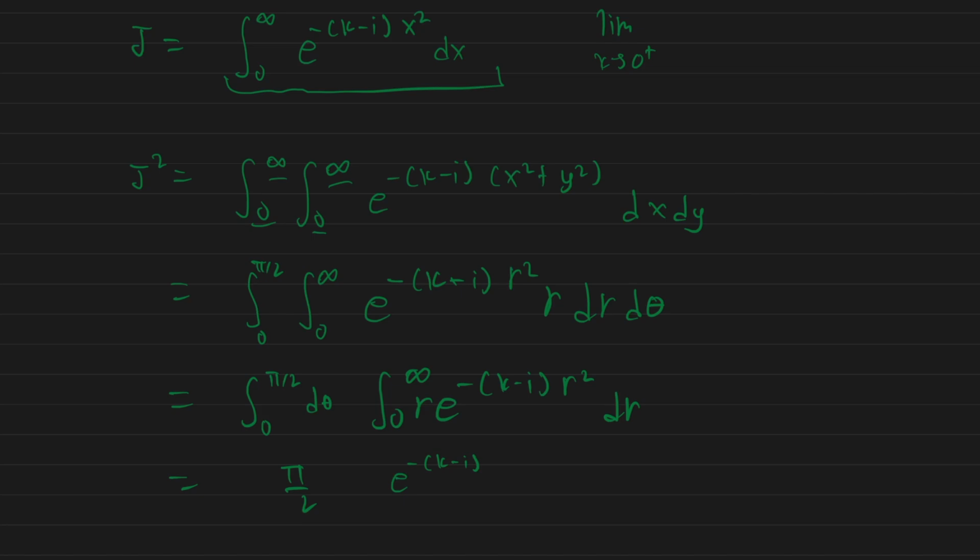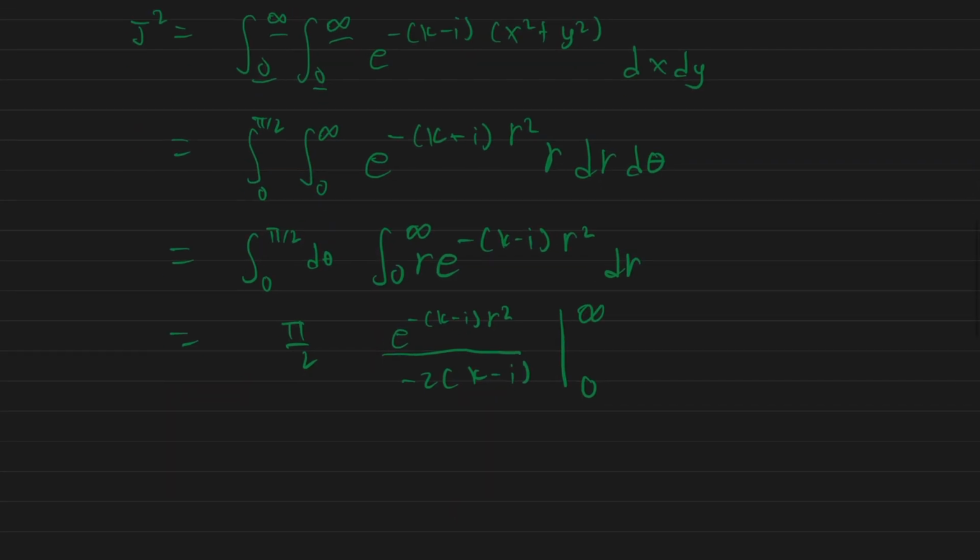e to the negative (k minus i) r squared over negative 2(k minus i), again from 0 to infinity. So we now have pi over 2 times that. Now what are we going to get? As r goes to infinity, e to the negative (k minus i) r squared becomes arbitrarily small, so small that we can say it goes to 0.